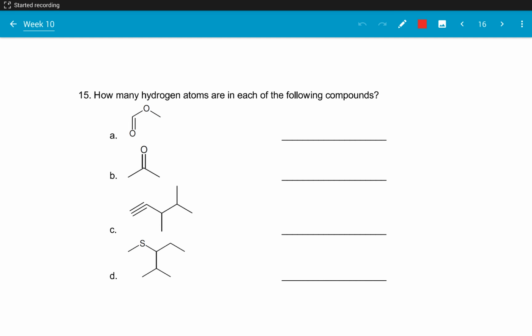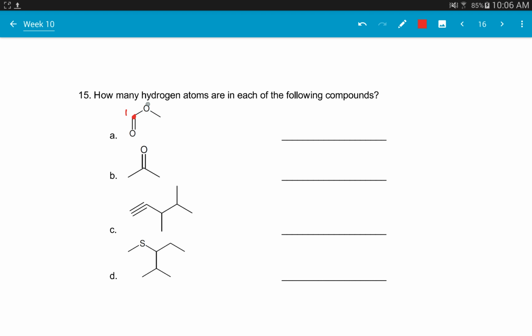How many hydrogen atoms are in each of the following compounds? Well, oxygen needs 2 bonds, and it has both of those bonds showing, so that oxygen's fine. But this carbon needs a little help. It has 2 bonds showing to this oxygen, 1 showing to that oxygen, but it needs 4. So there has to be 1 more hydrogen hanging off of it to make its 4th bond.